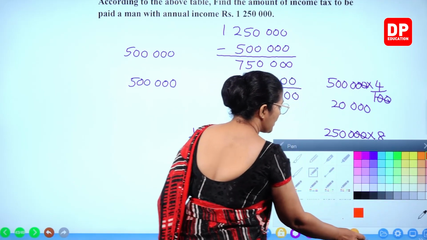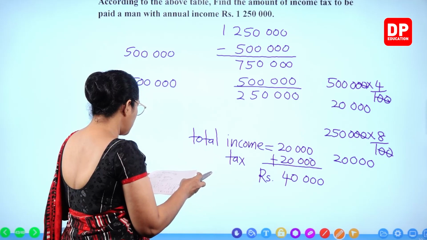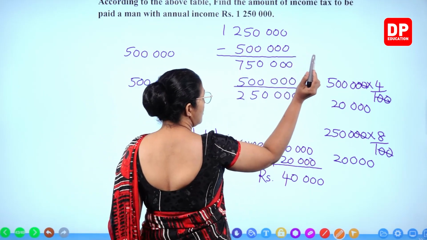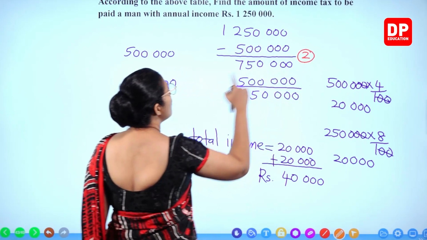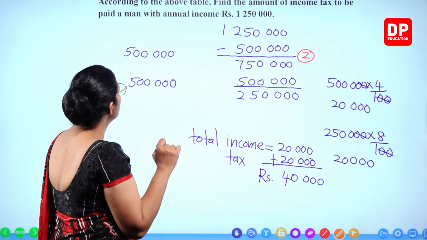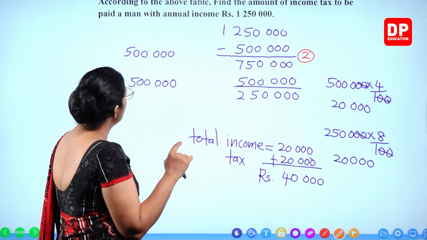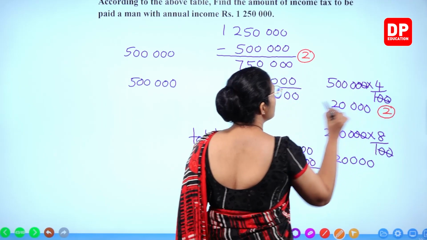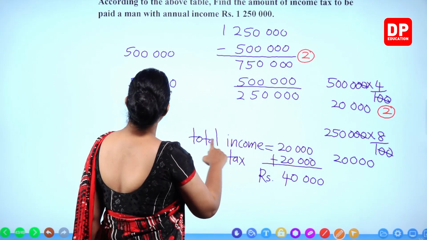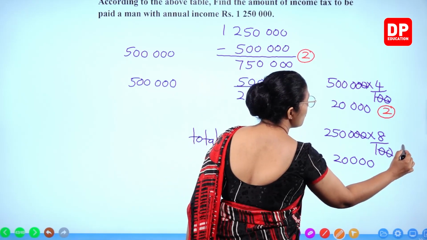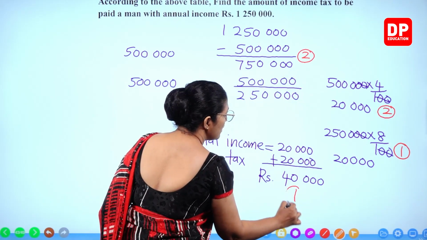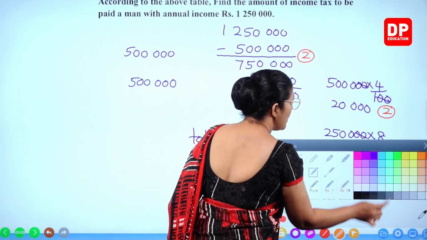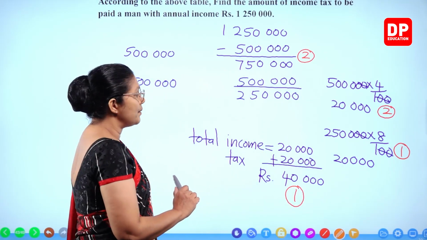So how many marks for that part? So you are getting 6 marks. We'll give each part 2 marks for finding the remaining amount. First 500,000 is tax free. The next 500,000, the tax is 20,000. And the last part, again tax is 20,000. So 1 mark here and finding the total 1 mark. 2, 3, 4, 5, 6. 6 marks for that. And altogether we gave 10 marks for that question as well.